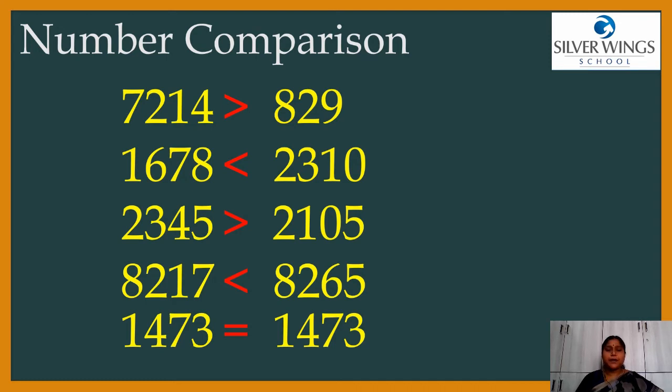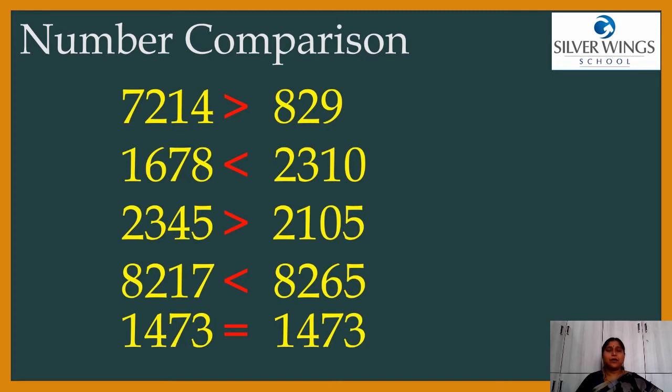Okay. Here, by following those rules, you should compare the numbers. See the first one, on your left side 7214, right side 829. Left side is a 4-digit number, right side is a 3-digit number. Then which number is greatest? This is according to rule number 1. Yes, a 4-digit number is greater than a 3-digit number. So you put the greater than sign. Okay, that is the sign for greater than. Next, the second one, see, both are 4-digit numbers. Then you should follow the second rule.